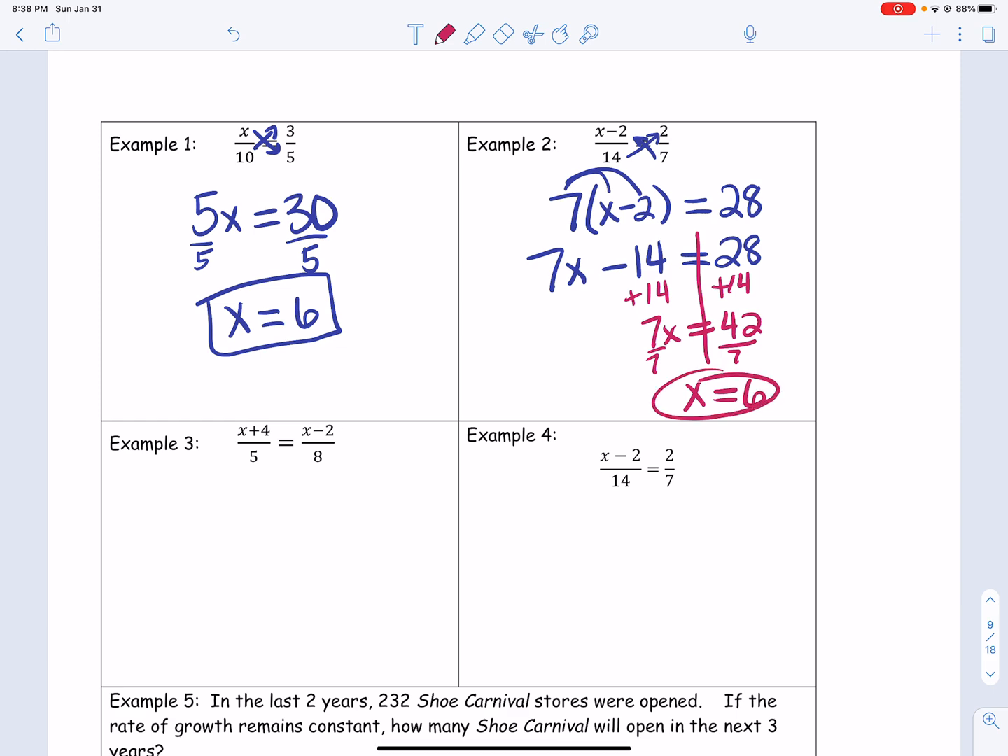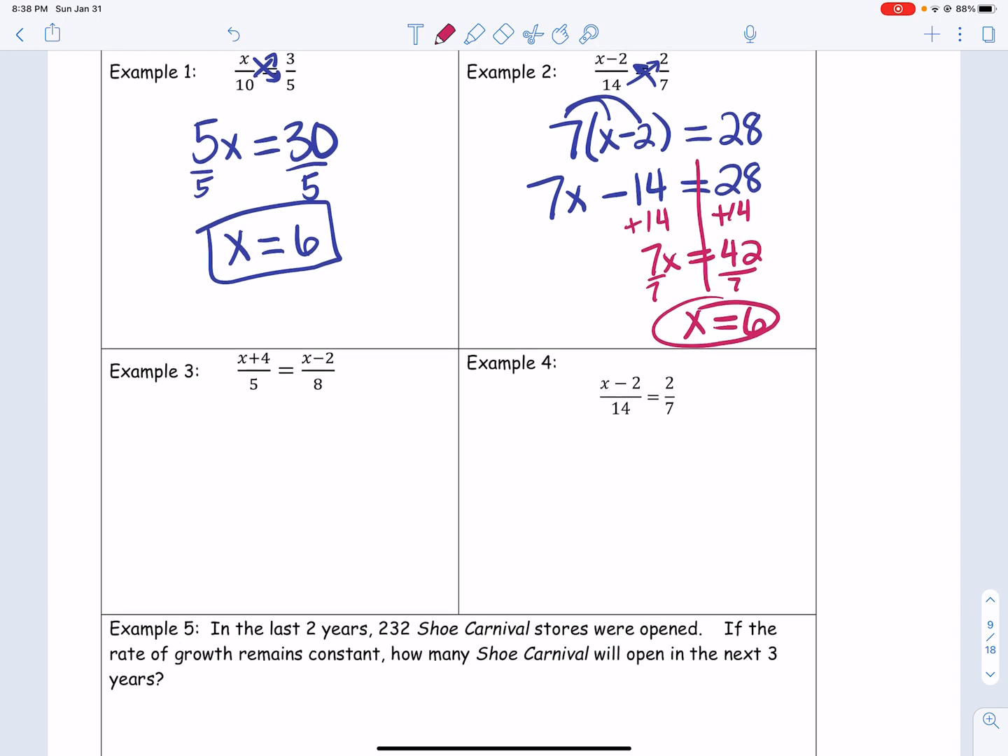So I would like you to just attempt example 3, and you can hit pause and just try it for yourself, and then I'll work it.